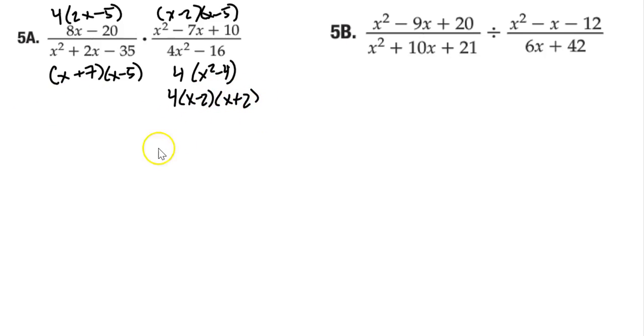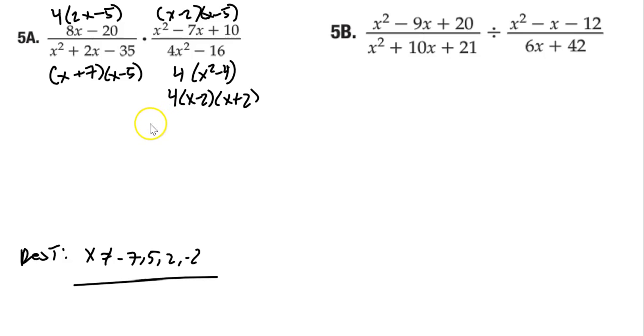And now since it's all factored, I can do my restrictions. Very simple. Right? x cannot equal just what makes the bottom 0. Negative 7, 5, 2, and negative 2. Right? Anything that makes the denominator 0 is your restriction. That's it. You can't be those numbers. Other than that, let's just solve it. Let's do the fun part.